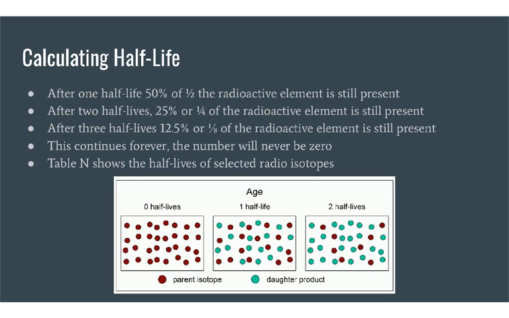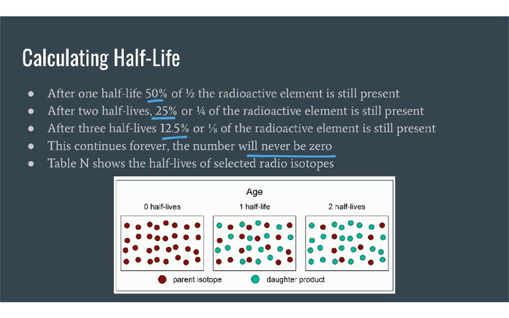When we calculate half-life, after 1 half-life, 50% remains, or half. After 2 half-lives, 25% of the original remains. After 3, 12.5, and so on and so forth. This continues forever. We will never reach 0. We will just get much smaller and smaller and smaller as we go.